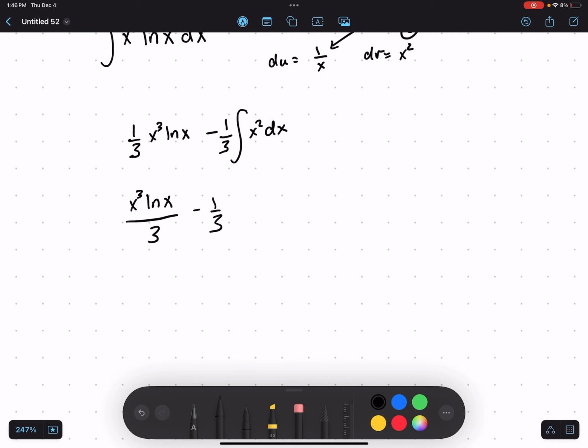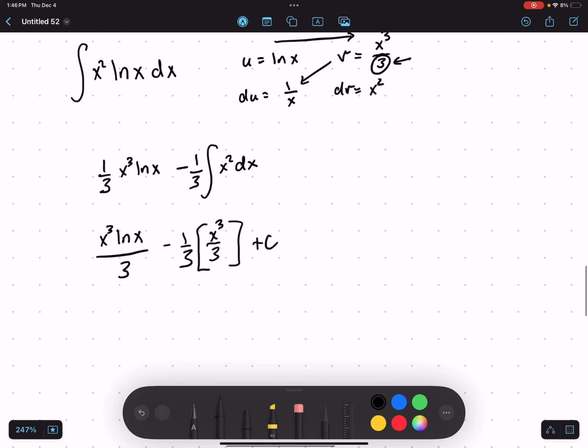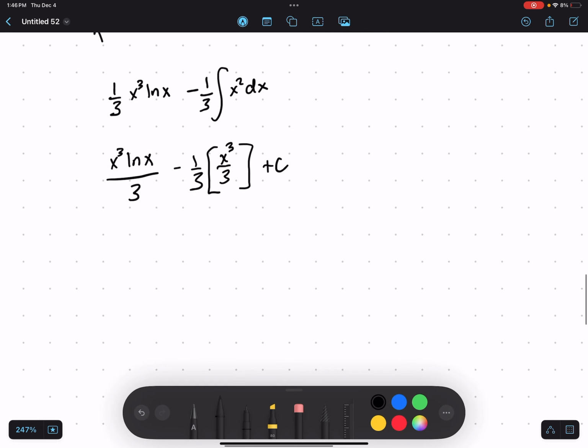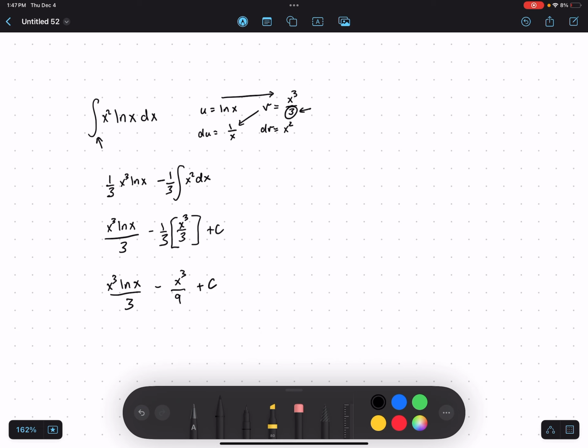And then we'll say minus 1/3. And again, we have x squared, and we've already integrated that. It's very easy. So now we can just say x cubed over 3 plus c, because again, this is an indefinite integral. There are no bounds. And so now to get the final solution, it's just x cubed ln x over 3 minus x cubed over 9 plus c. And that is the solution.